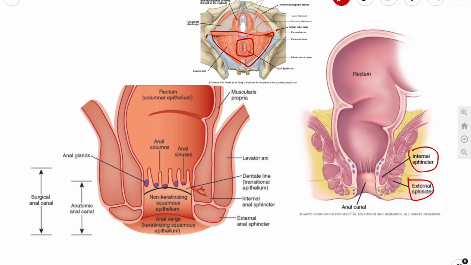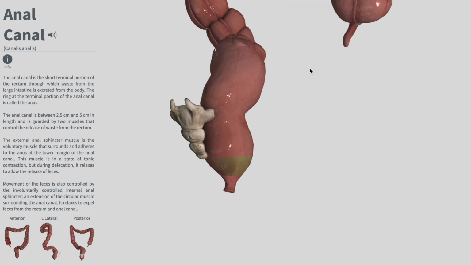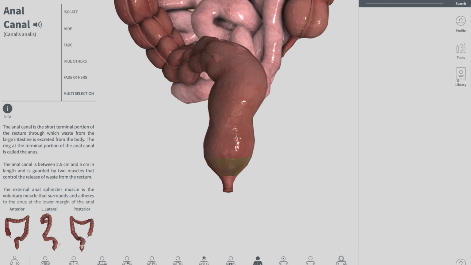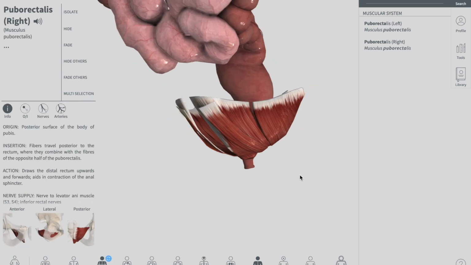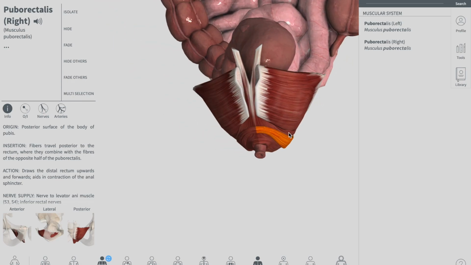If I add the puborectalis right down there, you will get to know the second thing. Let me put the puborectalis right down there. As I've added the puborectalis muscle, you remember this muscle is surrounding your anal canal.